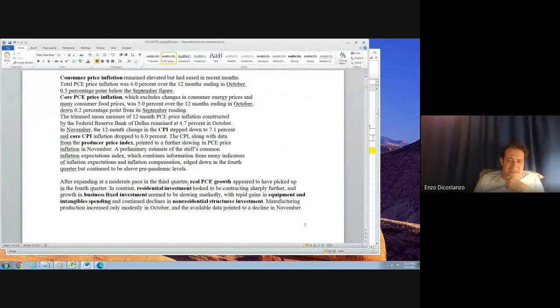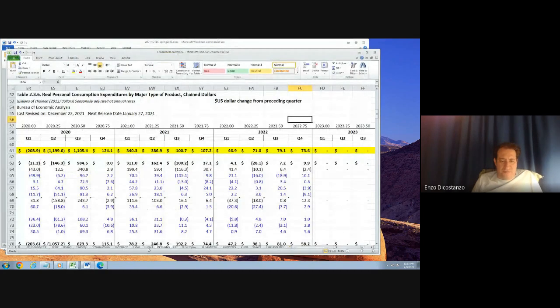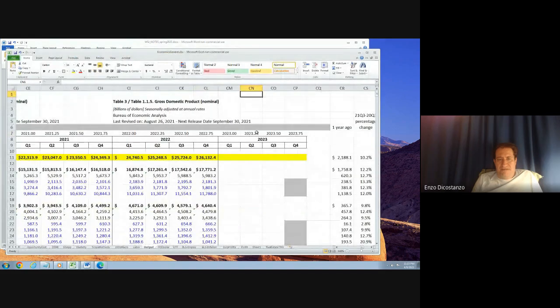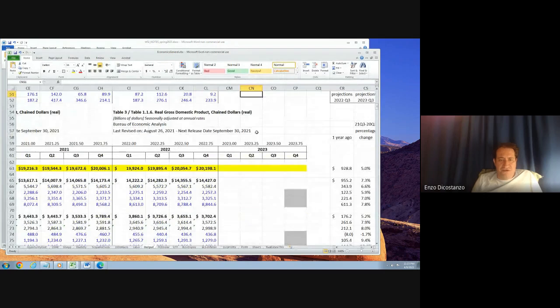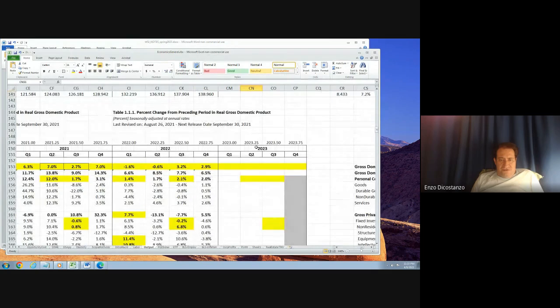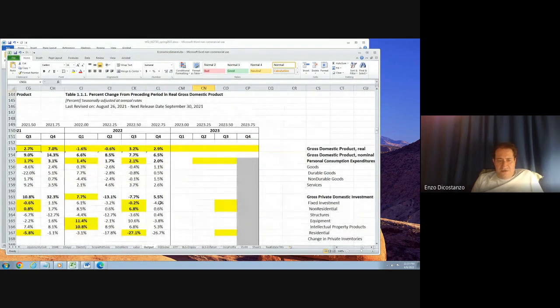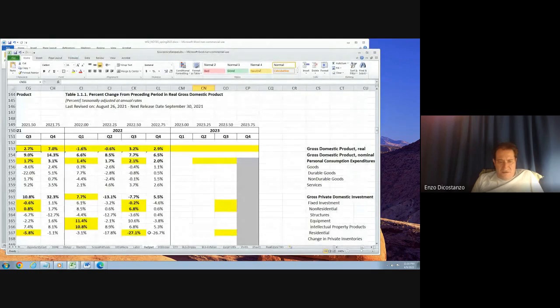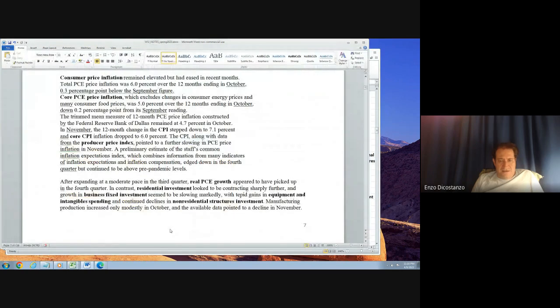And then residential investment contracted sharply, business fixed investment contracted, equipment and intangible spending, non-residential structures. So that's from the output model. This is nominal. This is real. And these are deflators. So here, what you're looking at are these numbers down here. And what did it say? It says residential investment contracted sharply. Yeah, minus 26, minus 27. Okay, you had that contracting sharply.